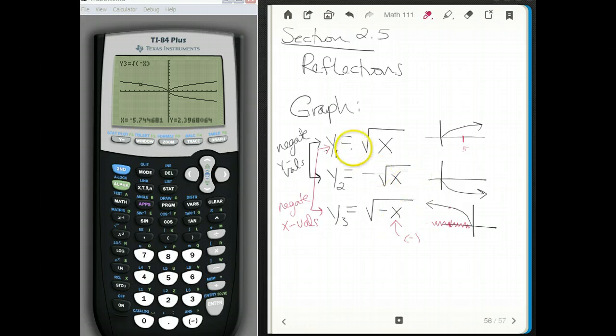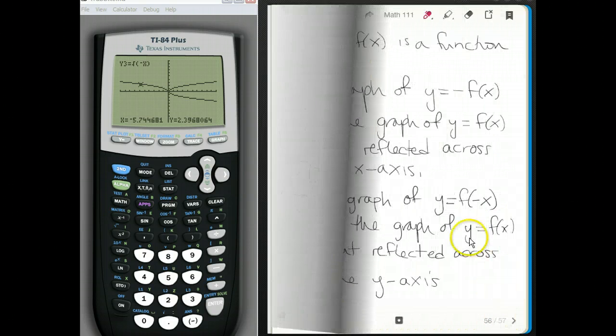Okay, and so we can make a generalization about what's happened here, right? If the negative acts outside on the y values, well, then you're negating all the y values and you flip across the x-axis. If the negative acts directly inside first on the x, then you're negating all of the x values and you flip across the y-axis. And let me summarize that for you here on the next page.